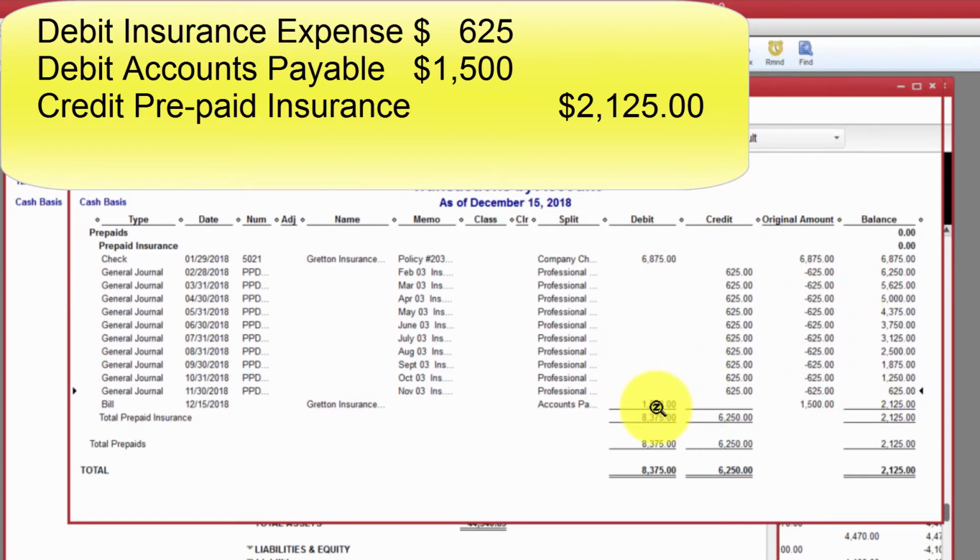And then in this case, I don't want to pick up an expense for this insurance, so this simply gets reversed out. So I get rid of the payable and I get rid of the prepaid on this one. So this prepaid gets offset against accounts payable. This $625 gets offset against the actual insurance expense account. And that's my story, and I'm sticking to it.